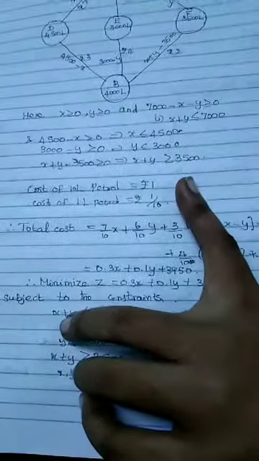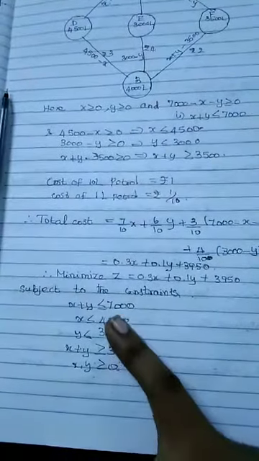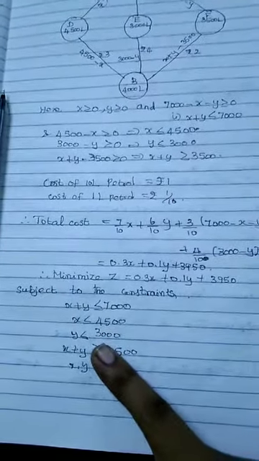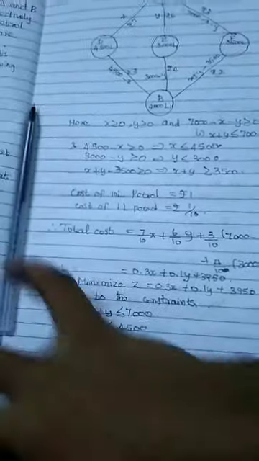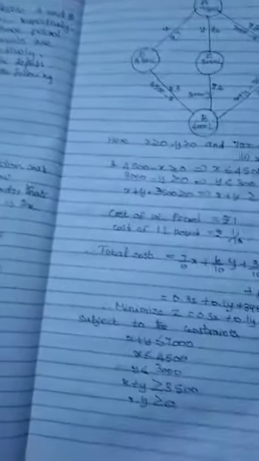Subject to the constraints we already found here: X plus Y is less than or equal to 7,000, X plus Y is greater than or equal to 3,500, and then X is less than or equal to 4,500, Y is less than or equal to 3,000, as well as X, Y is greater than or equal to 0. We write here itself, and then we want to draw the diagram and represent it graphically.